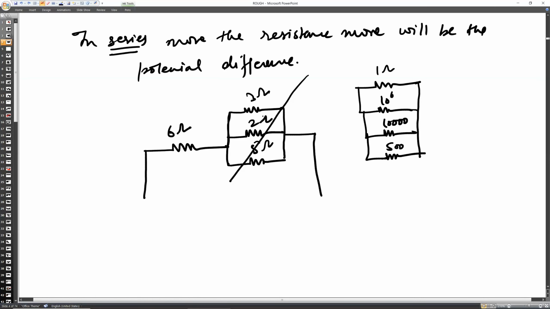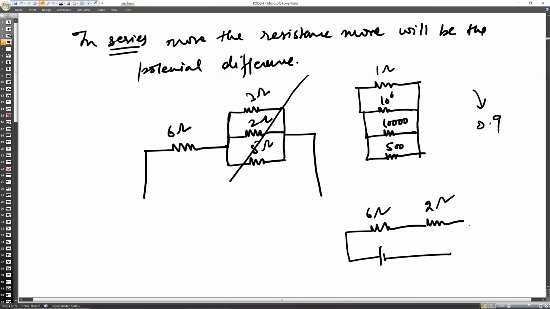Now imagine it is a 6 ohm resistor and a 2 ohm resistor, but you know that the equivalent will be less than the 2 ohm. We got 0.9, but 0.9 is less than 2. So just imagine that it is a 2 ohm resistor. So you know which resistor is going to get the highest potential difference. The more the resistance, the more the potential difference. You understood that this 6 ohm resistor will get the most potential difference. Understood?